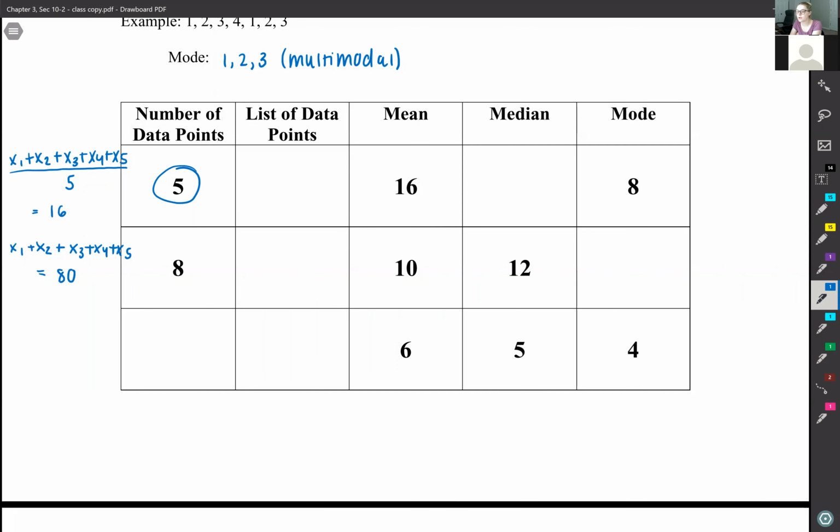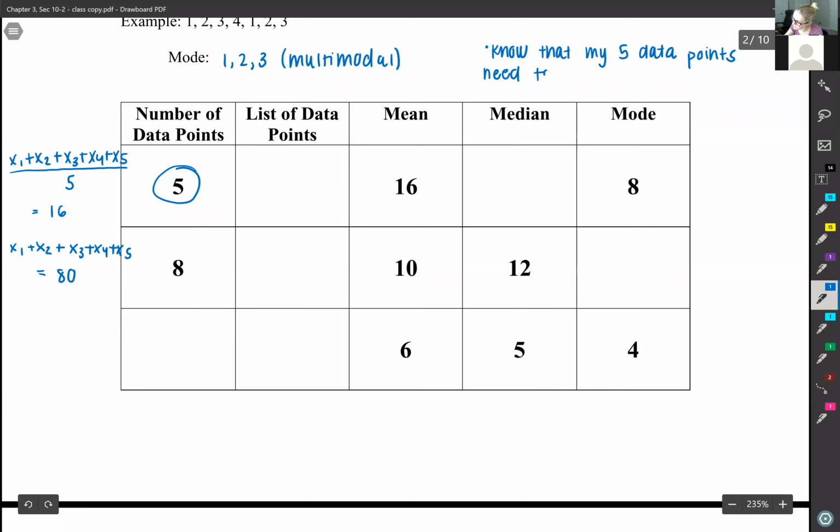Okay, so just using the properties of the mean, that it's when you add all the data points up and divide by the number of them, I know that when I add up my 5 data points and divide by 5, I get 16 as the answer. Okay, so now I know that all my data points need to add up to 80. So I'm going to write that down really quick. So I know that my 5 data points need to add up to 80.